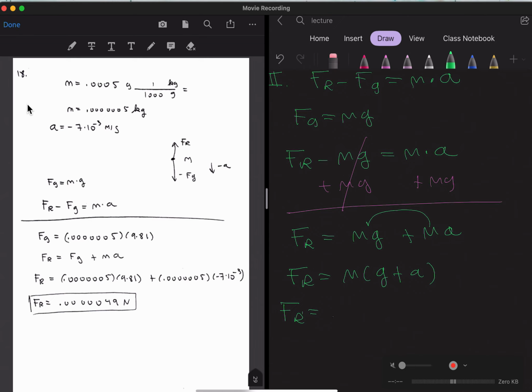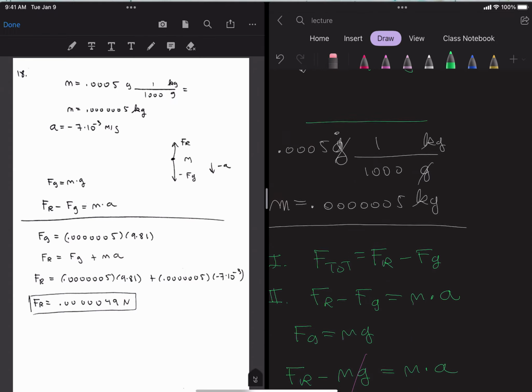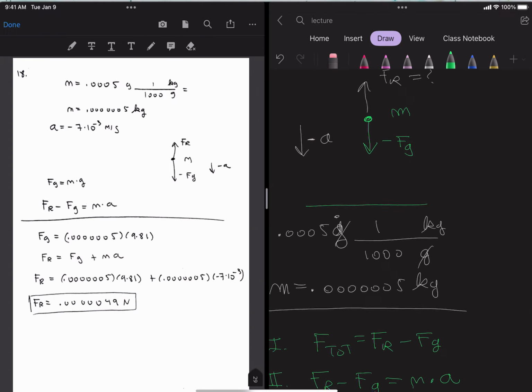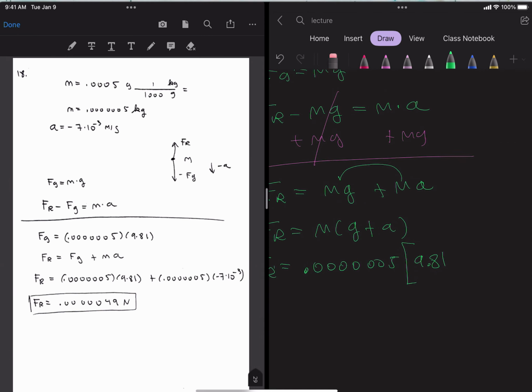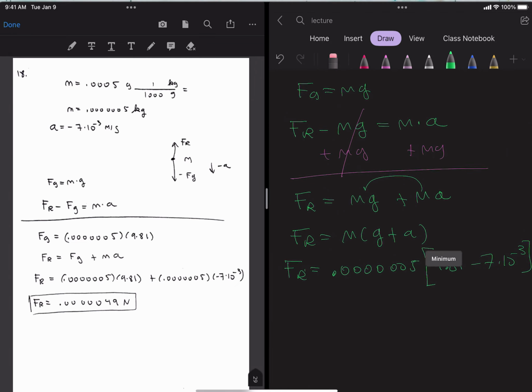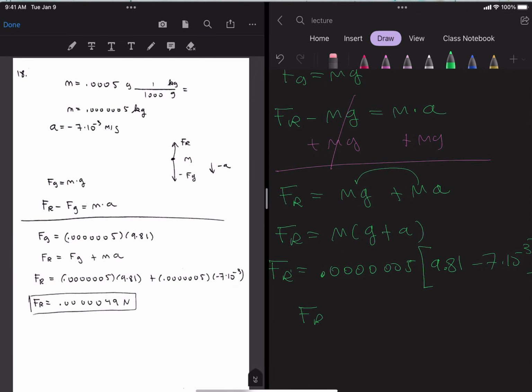Air resistance equals the mass, which is 0.0000005, and then multiplied by g, which is 9.81, and plus the acceleration, and the acceleration is a negative 7 times 10 to the minus 3. And calculating that is going to give you an air resistance of 0.5049 newtons.